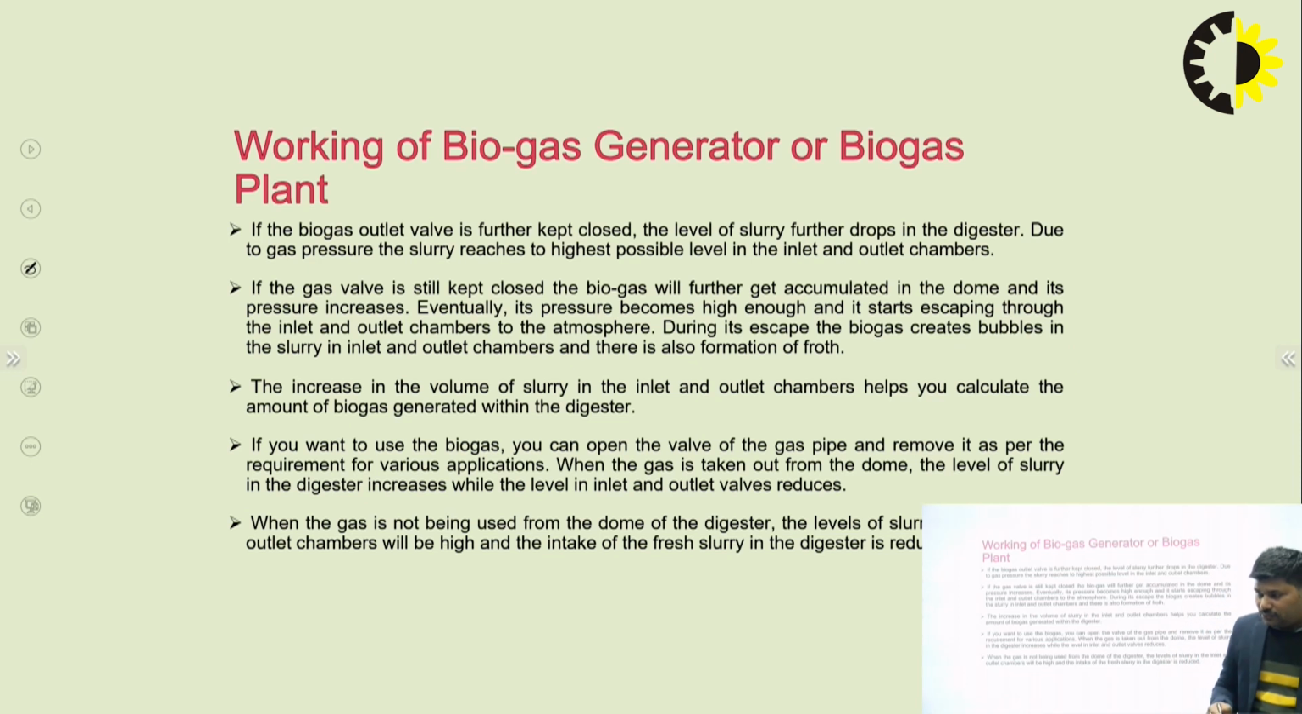If the biogas outlet is kept closed, the level of the slurry drops further in the digester due to the gas pressure, and the slurry reaches the highest possible level in the inlet and outlet chambers.